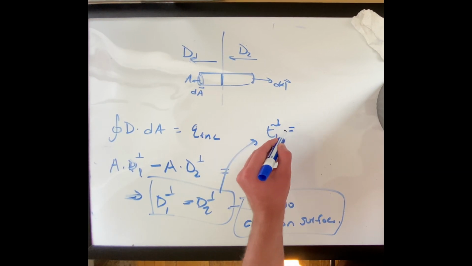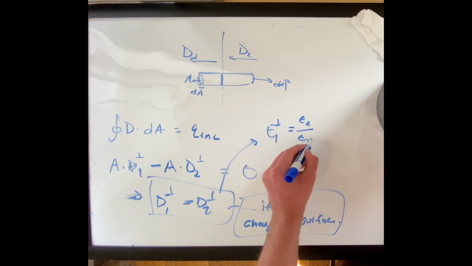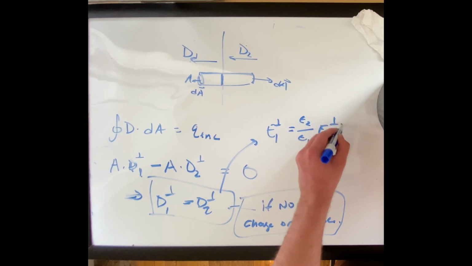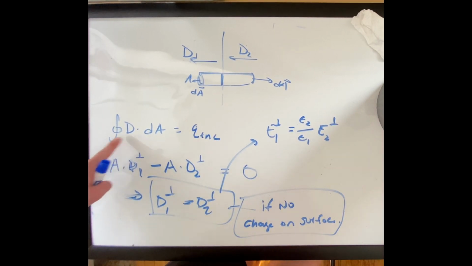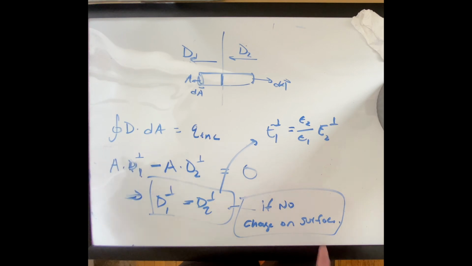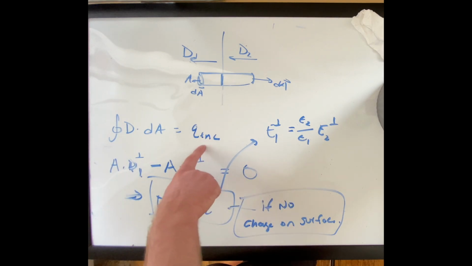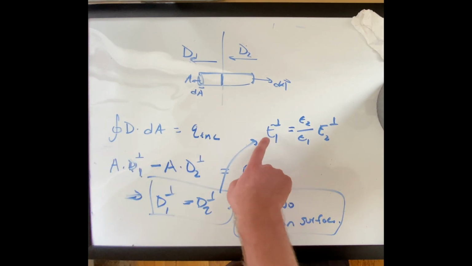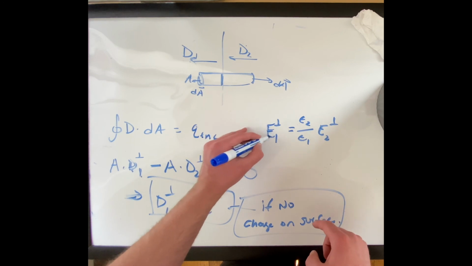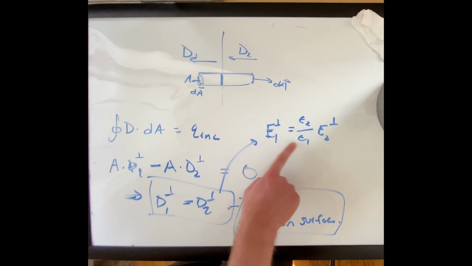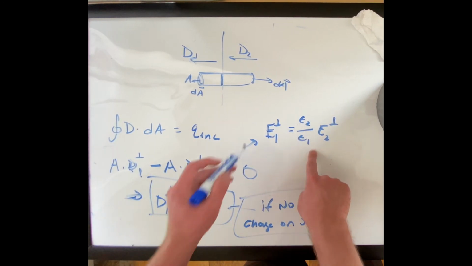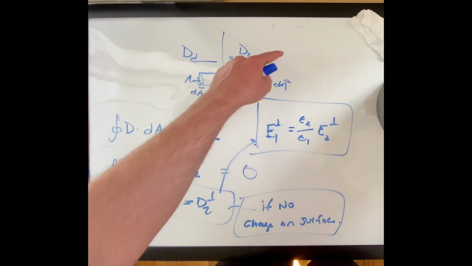E1 normal is equal to epsilon 2 over epsilon 1 E2 normal. I'm just writing this because, remember, we used D's this time and I gave a reason why, which had to do with the fact that there's different epsilons on this side, which is kind of annoying. So if you absorb them all into D, that's fine. But if you want to turn it back into E, it would become this. Epsilon 2 over epsilon 1 is the ratio between the epsilons here and here, right?